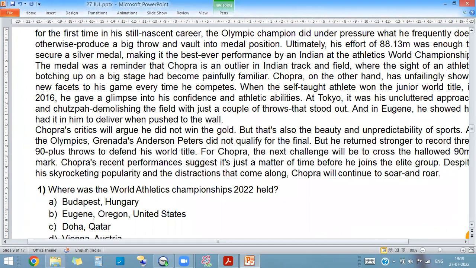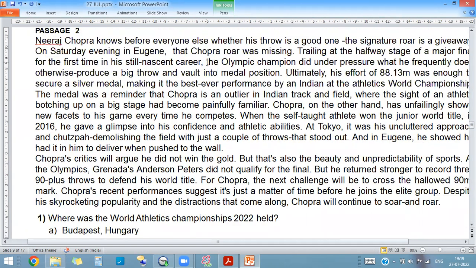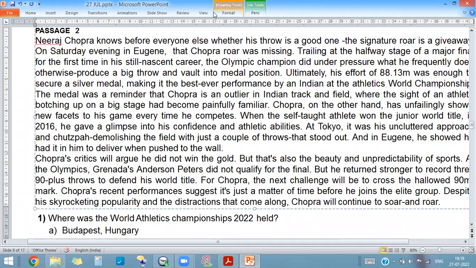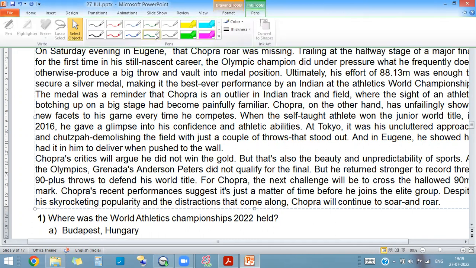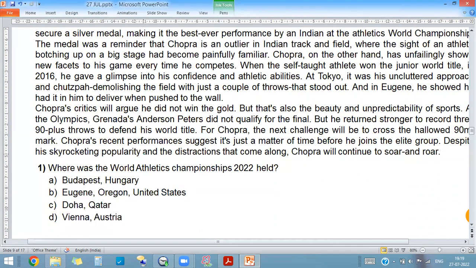We have the first question here. Where was the World Athletics Championships held? This is going to be an easy answer, because it was given right in the first two lines of the passage. If you don't know where Eugene is, it's in Oregon State in the United States of America. So the answer to the first one will be choice B.